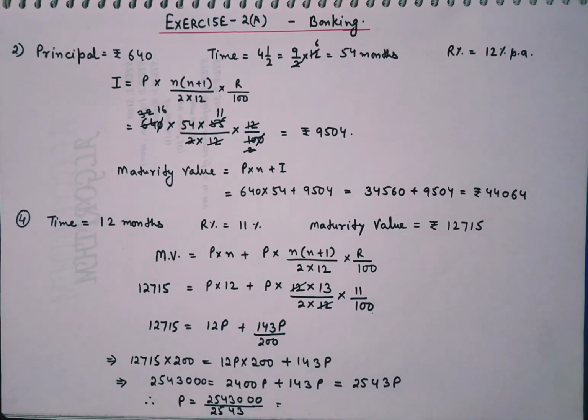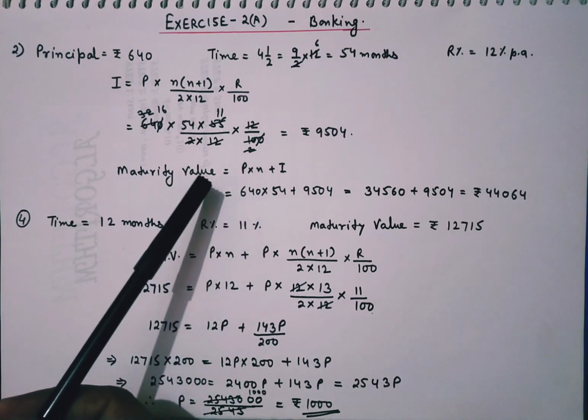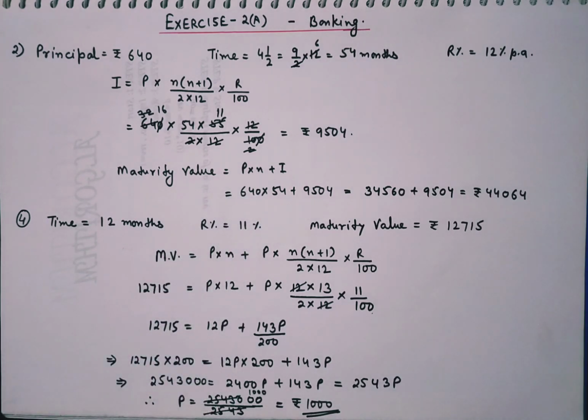Now we can cancel it out and we'll be left with 1000, that is rupees 1000 as the required principal. So we have discussed two types of questions till now, in one of which the maturity value was asked and in the other the principal is being asked. Now we'll be going for the question in which the rate is being asked.